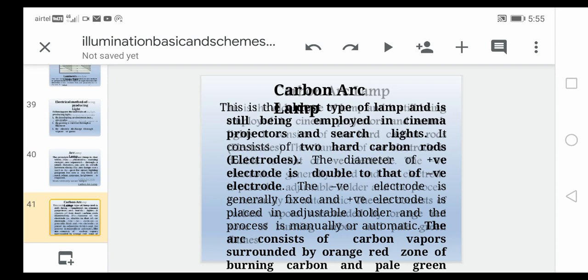This is the old type of lamp and is still being employed in cinema projectors and searchlights. It consists of two hard carbon electrodes. The diameter of the positive electrode is double that of the negative electrode.